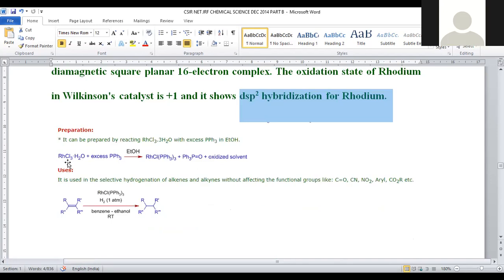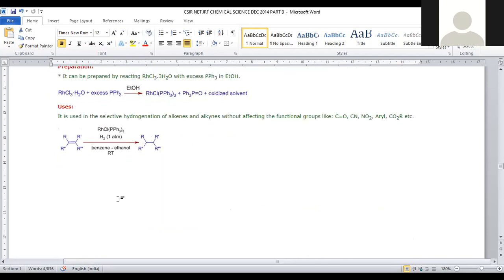And it can be synthesized by taking an aqueous solution of rhodium trichloride and treating it with excess triphenylphosphine in the presence of a protic solvent, ethanol. It turns into the chlorotris(triphenylphosphine)rhodium(I) complex along with the release of phosphine. So this is called phosphine, which can be discarded as a byproduct.